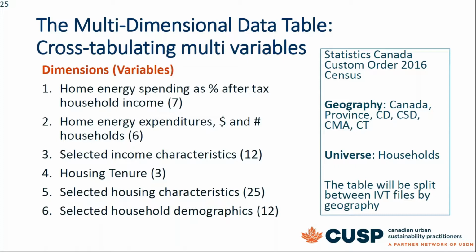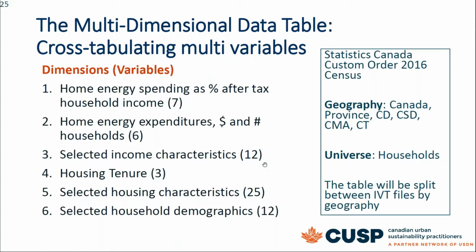The income characteristics cover everything from median income at a neighborhood level to a number of low-income measures. So LIM, for those of you familiar with poverty measures, LIM, LICO, and MBM, or the market basket measure, are the standard ones. So we'll include all of them in this table. Housing tenure, which is, do you rent, own, do you live in subsidized housing, would be part of this.